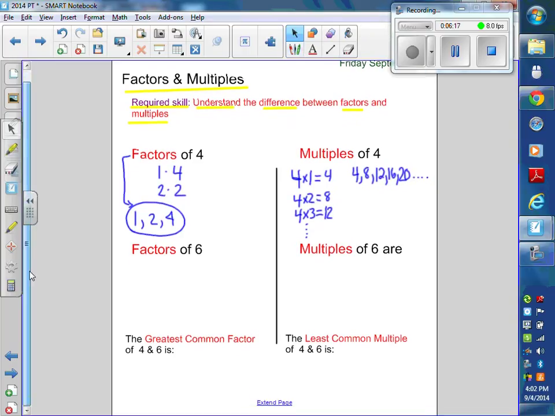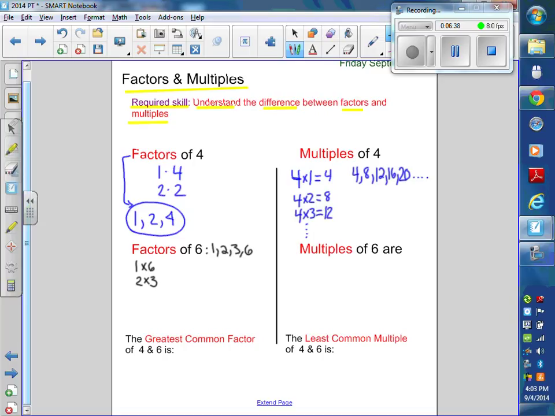So let's use that pattern to try to find the factors of 6. The factors of 6 come from factor pairs 1 times 6, 2 times 3. So there are 4 factors of 6. They are 1, 2, 3, and 6.